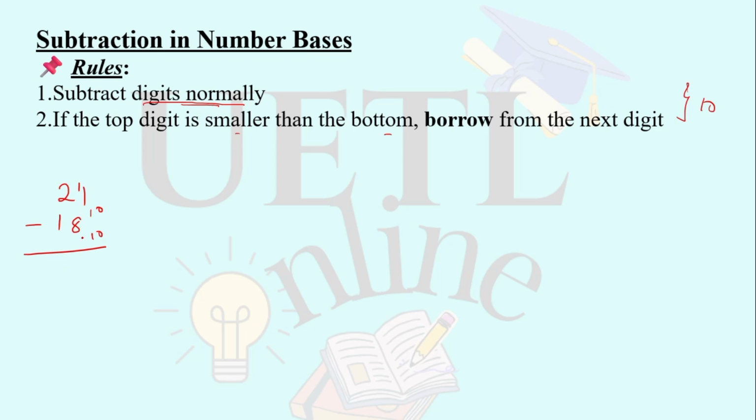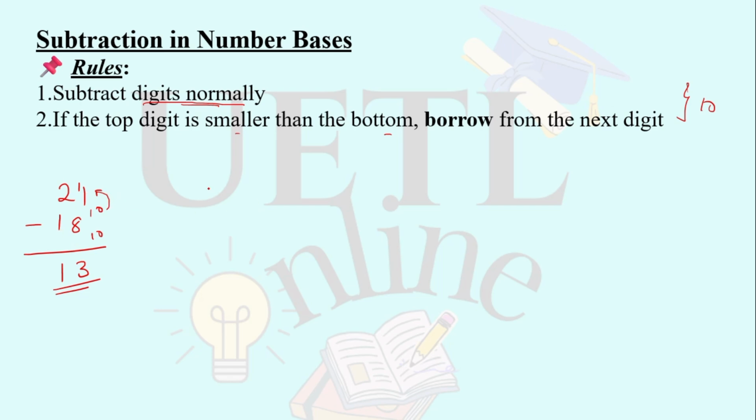11 minus 8, we get 3, right? So we write 3 here. Then we say 2 minus 1, we get 1, so the answer is 13. What we did here, we just borrowed from this 10 and added, so it becomes 11. Then we added 1 to the bottom so that we borrow 1 here. This same rule we are going to use: we just take from the base and add here, then add 1 here.